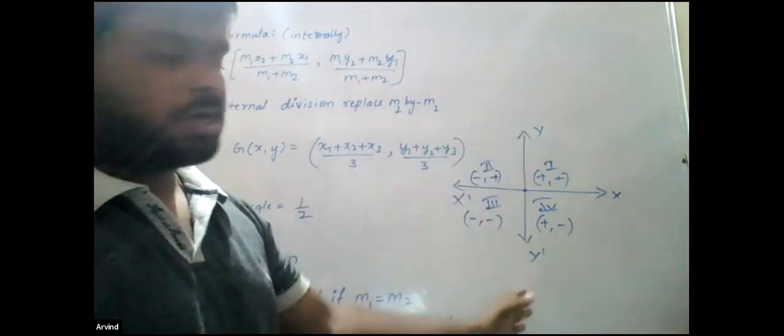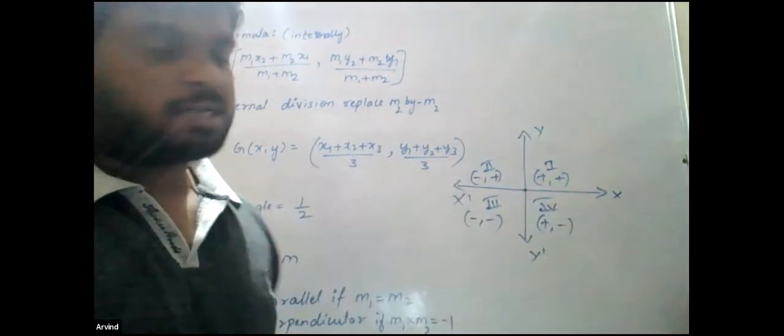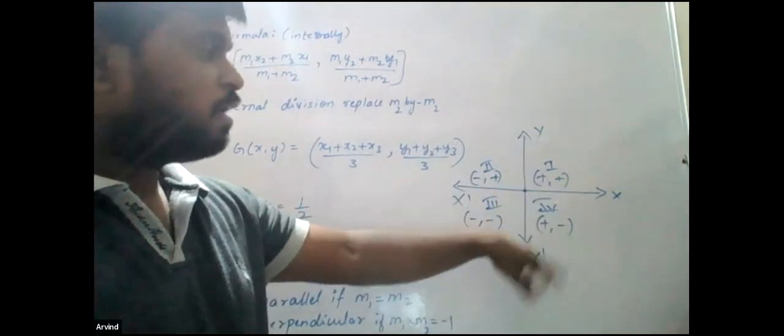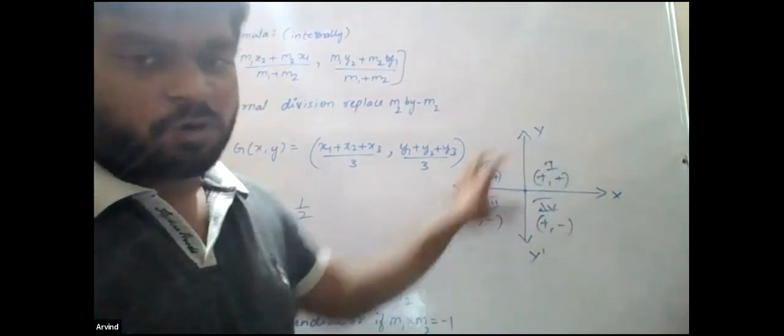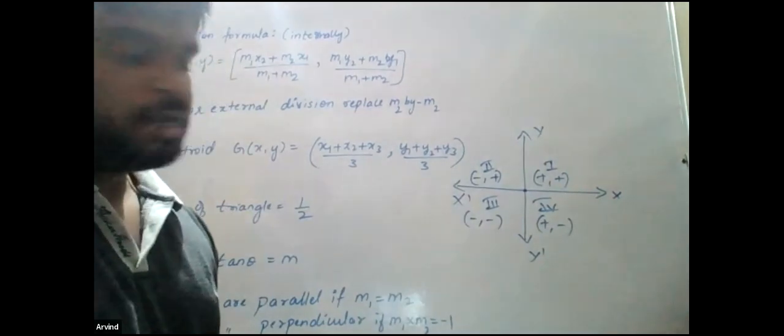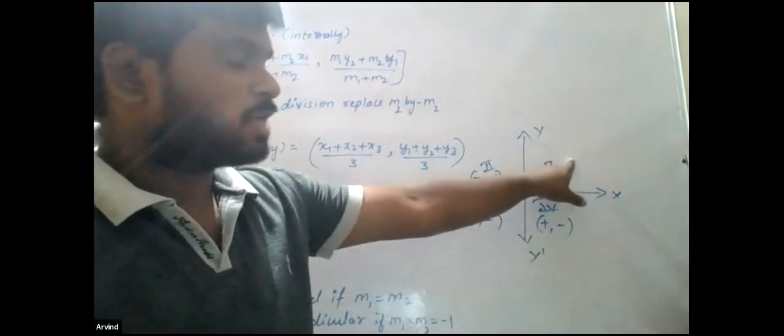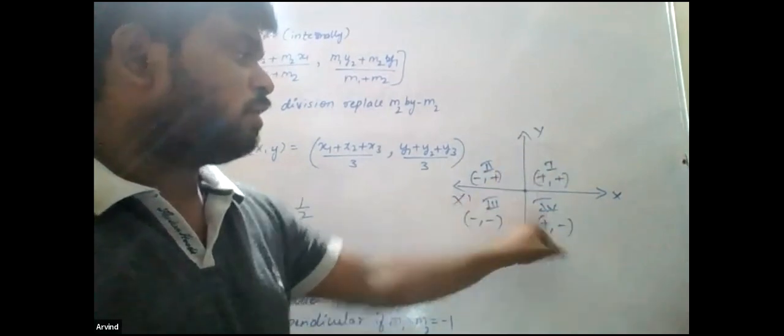When you draw a vertical line, it's called the y-axis, horizontal, the x-axis, and both meet at a point, the origin. So 4 regions, we call them quadrants. Starting from the right top, anti-clockwise, 1, 2, 3, 4.